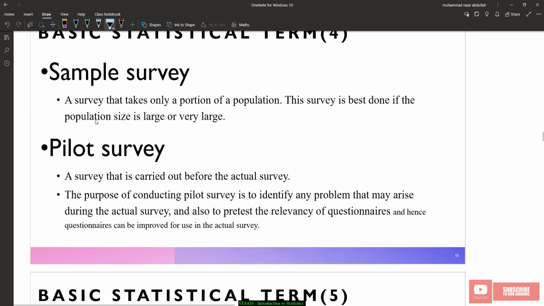So another term is a sample survey. Sample survey is taking only a portion of the population. It's the same definition, same concept as sample and population. Right?